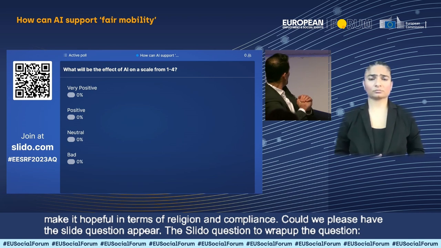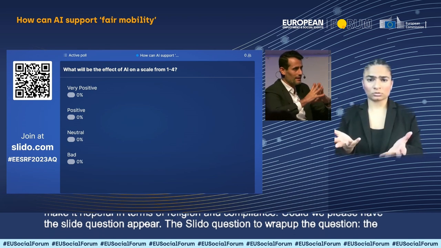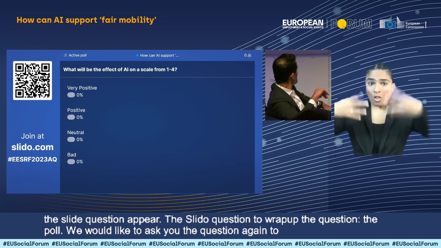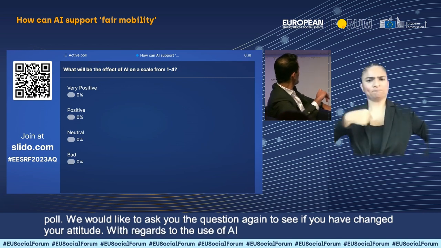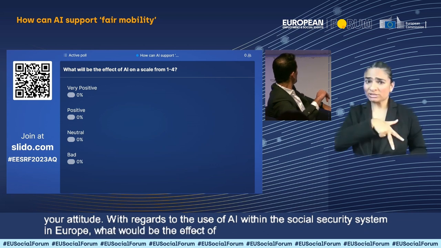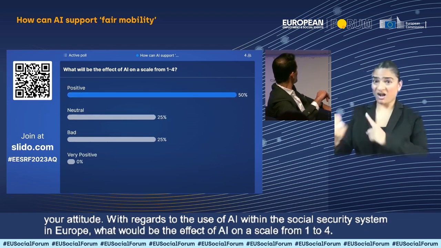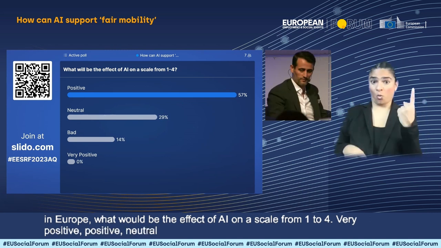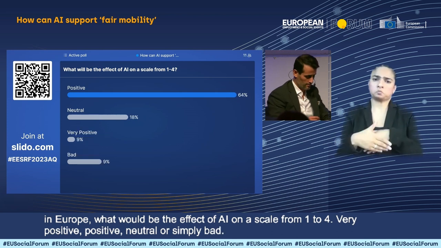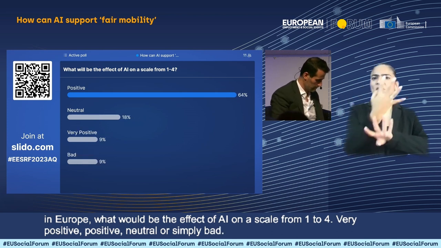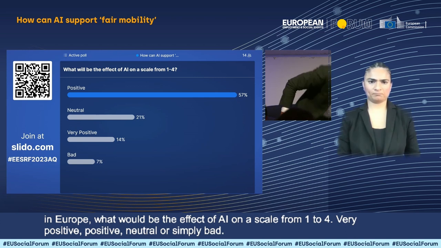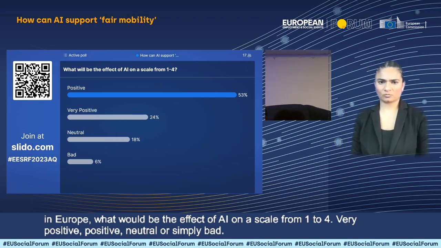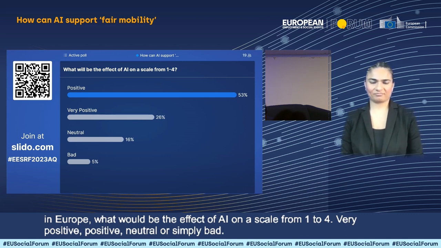Excellent. We would like to ask you this question again to see if the discussion changed anything in your opinion or attitude. With regards to the use of AI within the social security system in Europe, what will be the effect of AI on the scale from 1 to 4? Very positive, positive, neutral, or simply bad? Let's see if we can have a more representative poll. I'll wait a bit more.